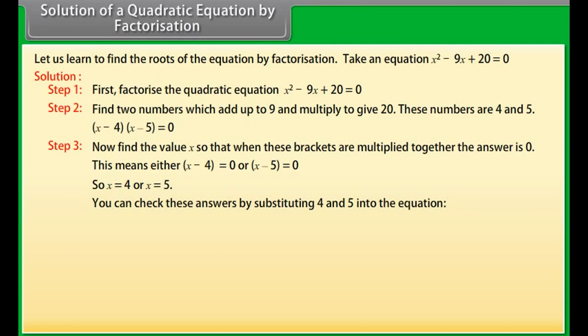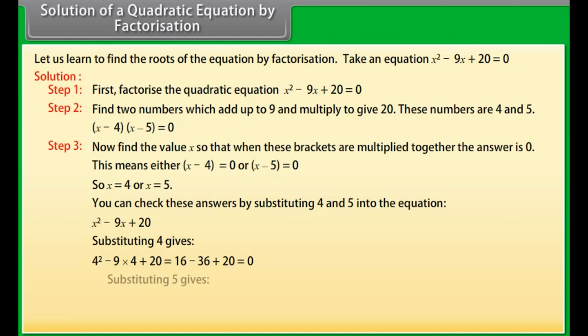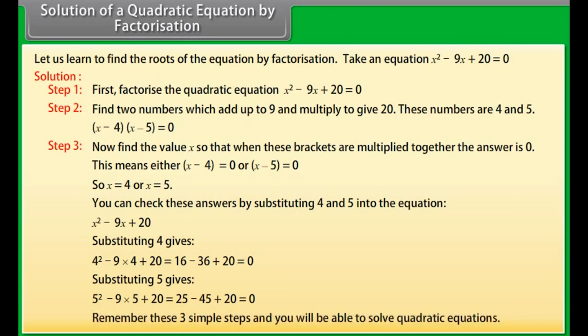You can check these answers by substituting 4 and 5 into the equation x square minus 9x plus 20. Substituting 4 gives 4 square minus 9 into 4 plus 20, which is equal to 16 minus 36 plus 20 equals 0. Substituting 5 gives 5 square minus 9 into 5 plus 20, which is equal to 25 minus 45 plus 20 equals 0. Remember these three simple steps and you will be able to solve quadratic equations.